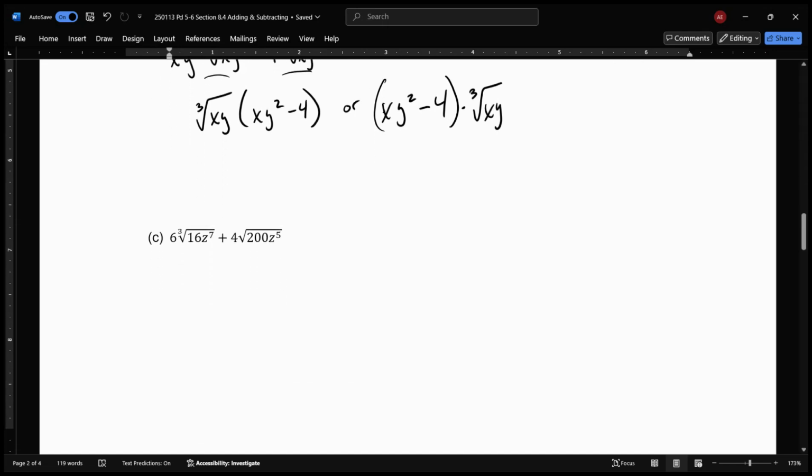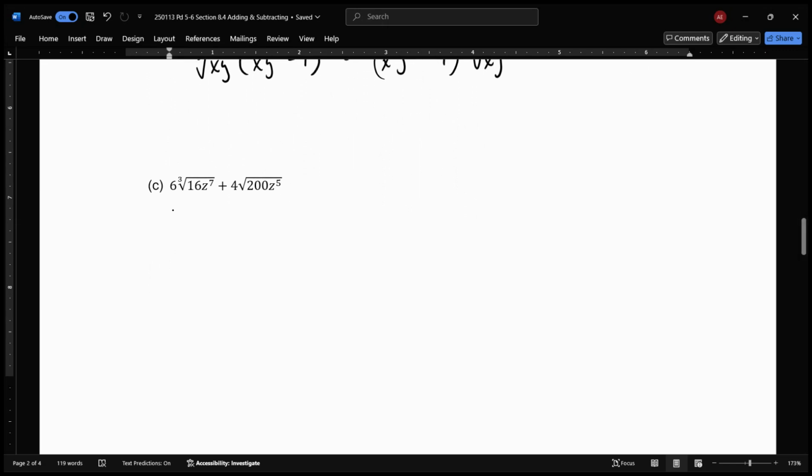Anyway, moving on. Cubed roots here. I've got 16. 8 goes into 16, that is a perfect cube. And then counting by 3 is z to the 3rd to z to the 6th. And then cubed root of what's left would be a 2 and a z.